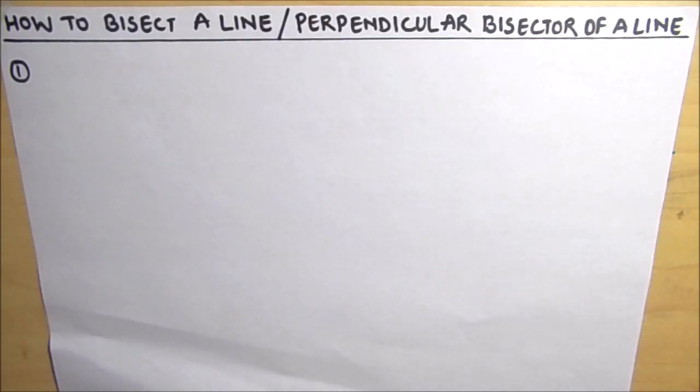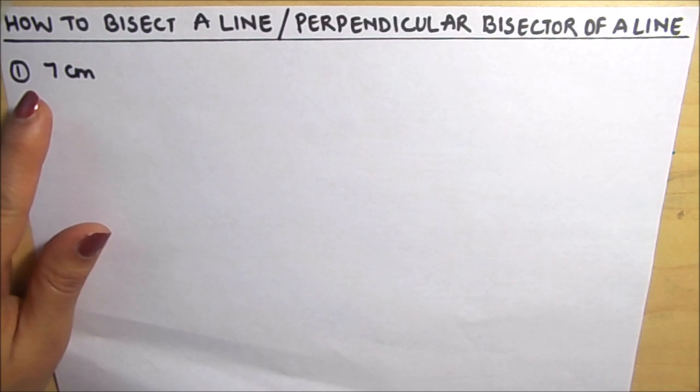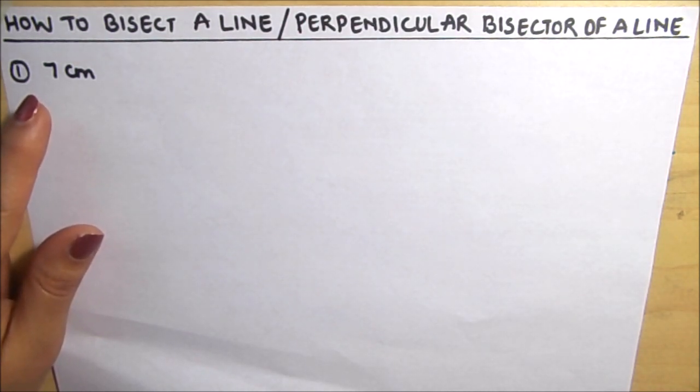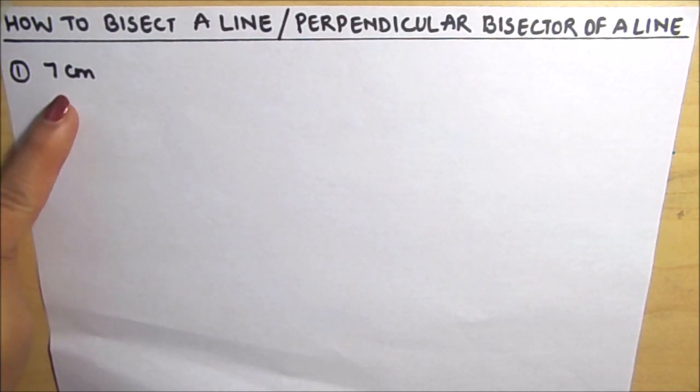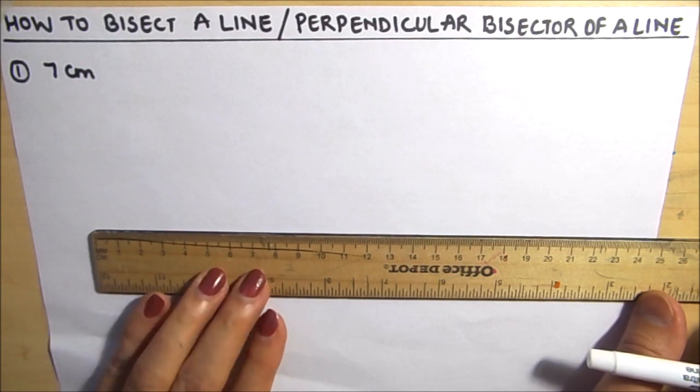Hello everyone, today we are going to learn how to make a perpendicular bisector of a line, or how to bisect a line. Bisect means we have to divide the line into two equal segments. Here in the first example, we need to make a perpendicular bisector to a line segment which is equal to 7 centimeters. So the first step is to draw a line segment of 7 centimeters.